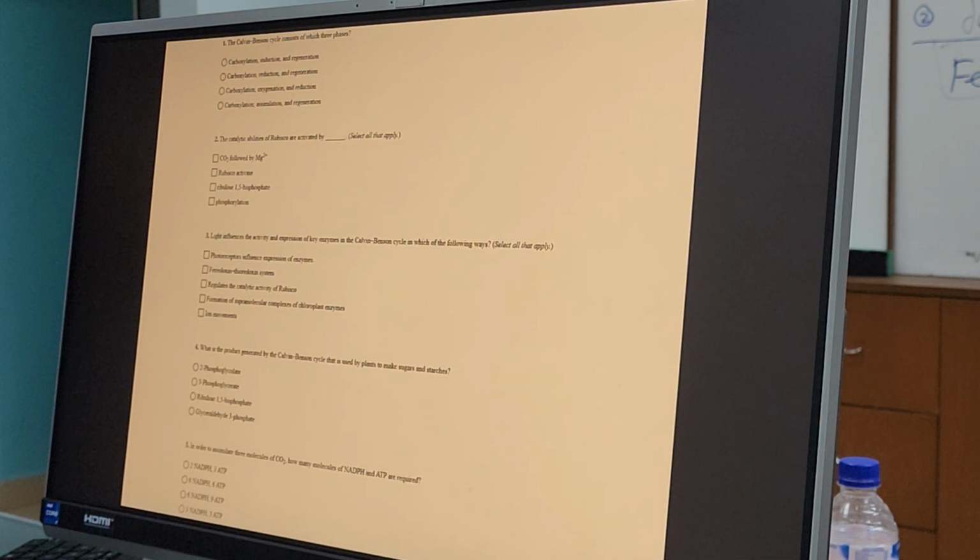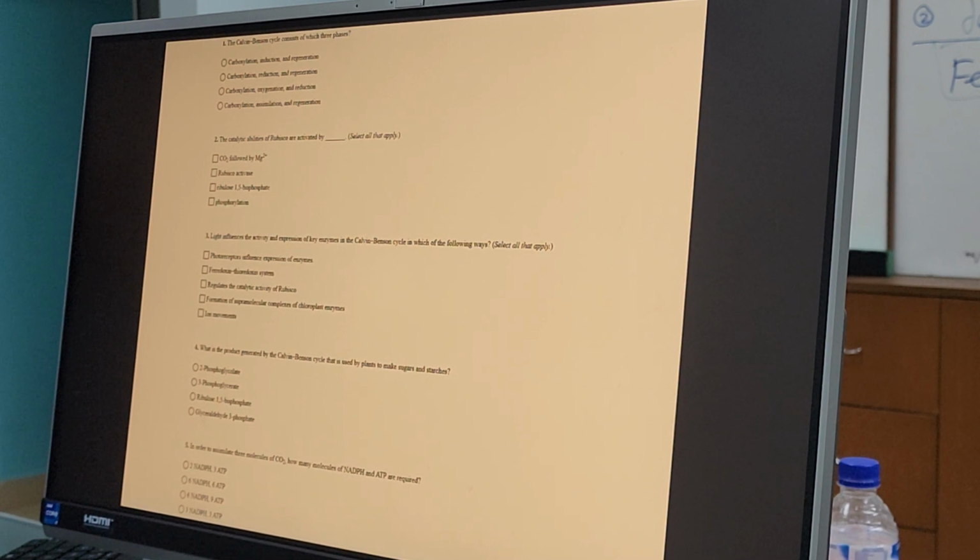Okay, let's quickly check. Number 1, the Calvin-Benson cycle consists of which 3 phases? Oxidation, reduction, regeneration? A, B, C? B. Carboxylation, reduction, and regeneration. Agree? Agree. Okay. Mark yourself, or your friend if they don't want to.